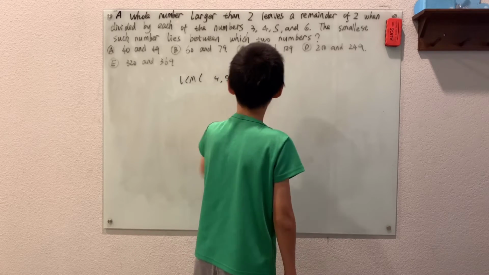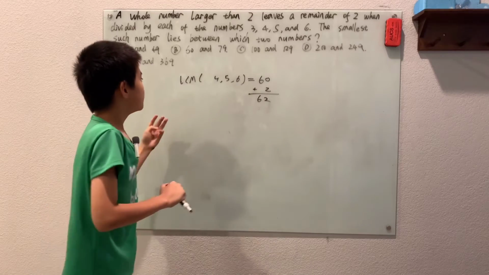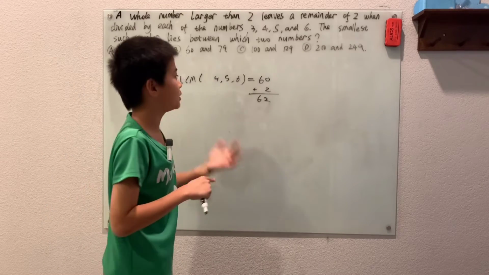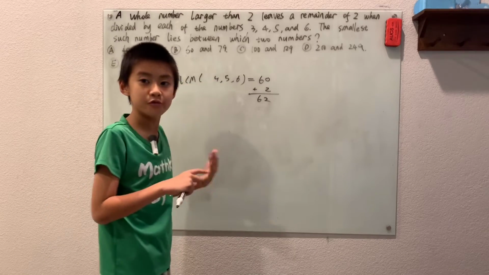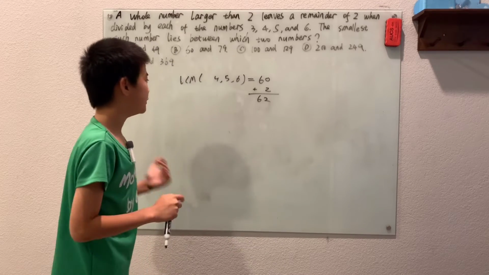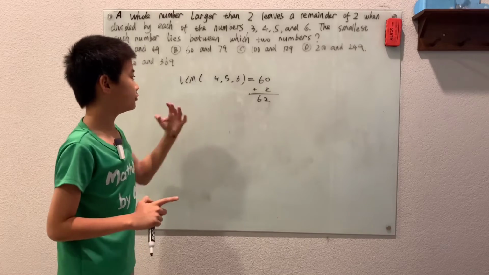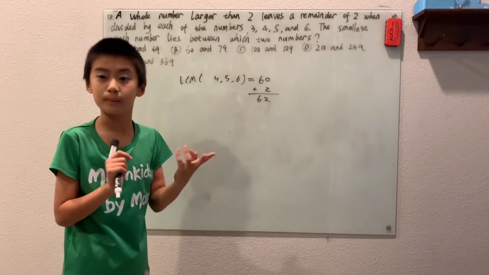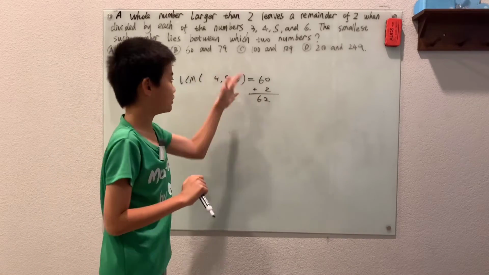Well, if this is true, then for a remainder of 2, you add 2 to this, because 60 is divisible by 3, right? So if you take 60 plus 2, it's 2 more than a multiple of 3. That means that there's a remainder of 2. And because 60 is also divisible by 4, it's a multiple of 4 plus 2, which means there's a remainder of 2. Same thing with 5 and 6.